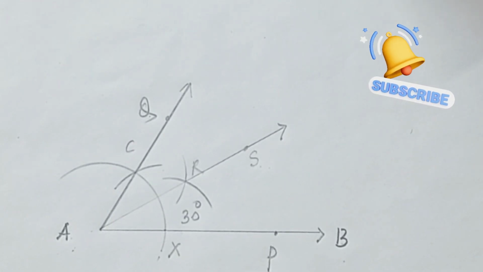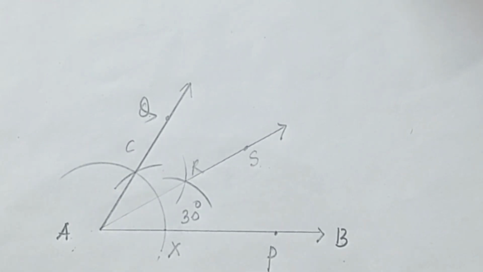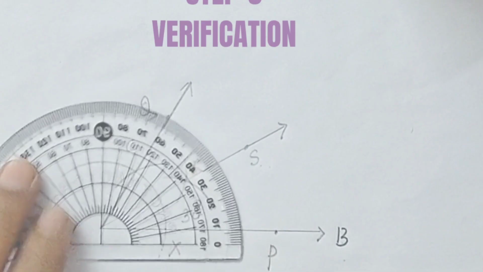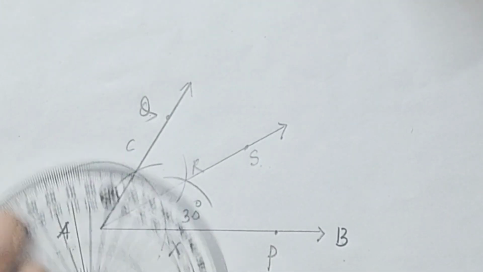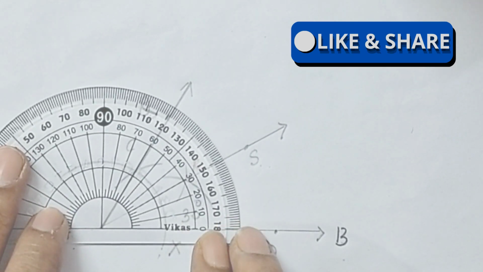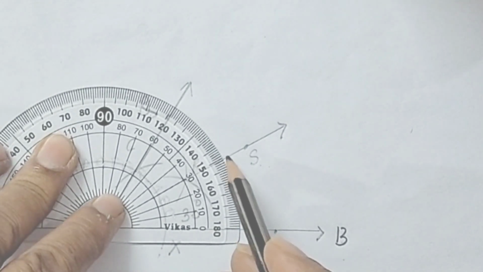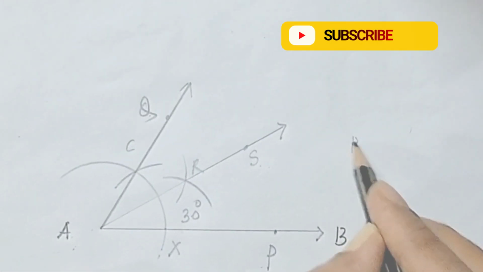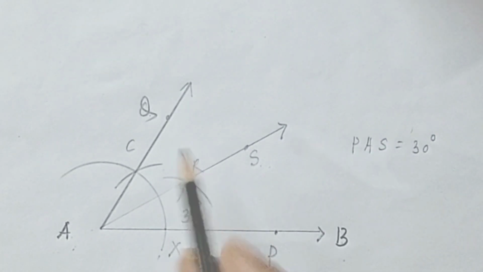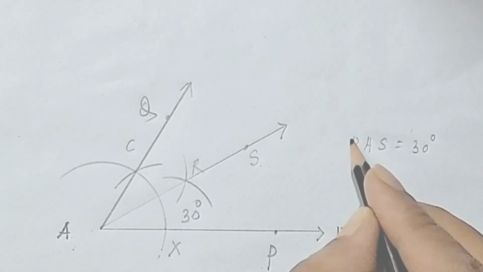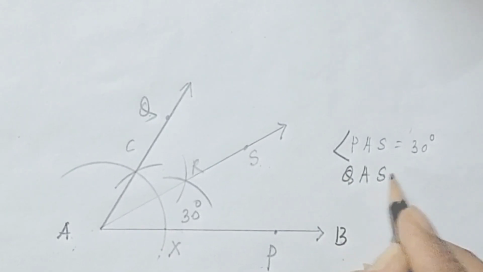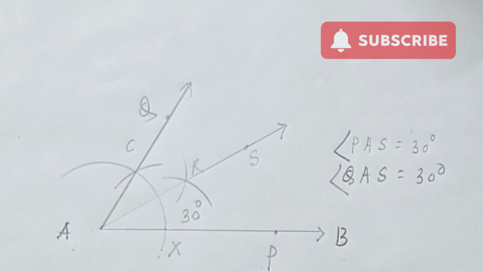Finally, we verify the measurement of angle PAS is 30 degrees. PAS equals 30 degrees. Similarly, if we measure QAS, we will get QAS equals 30 degrees.